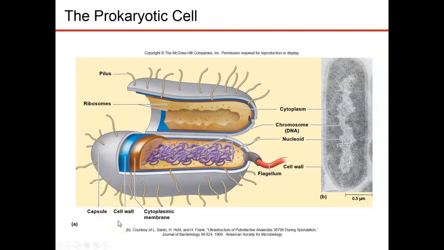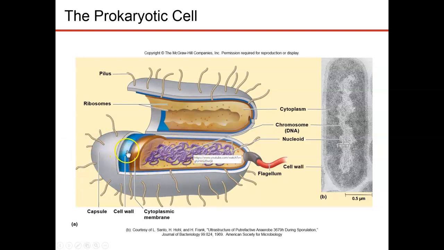So now let's look at what makes up a prokaryotic cell. So we have a cell wall, which is this blue structure. On the outside, most of our prokaryotic cells have some type of a capsule, not all, but many of them do. And then inside the cell wall, we have a plasma membrane. All cells have a plasma membrane. Not all cells have that cell wall.